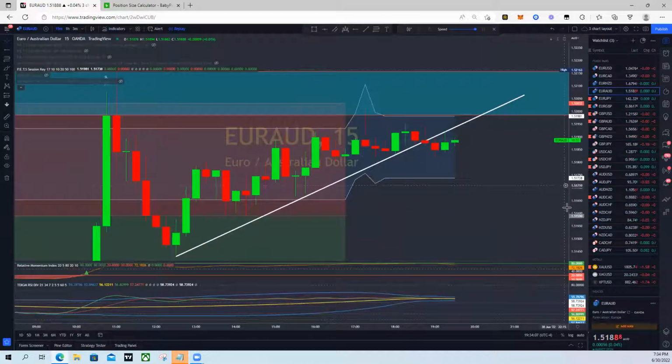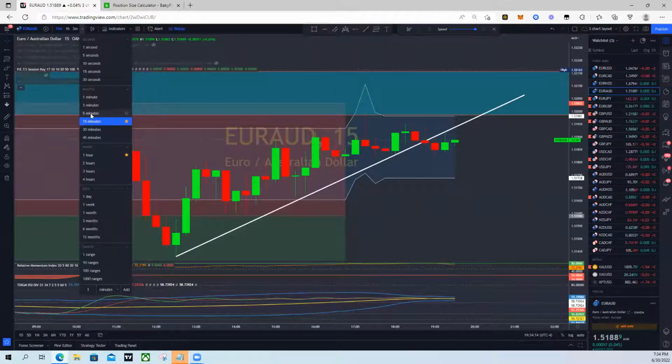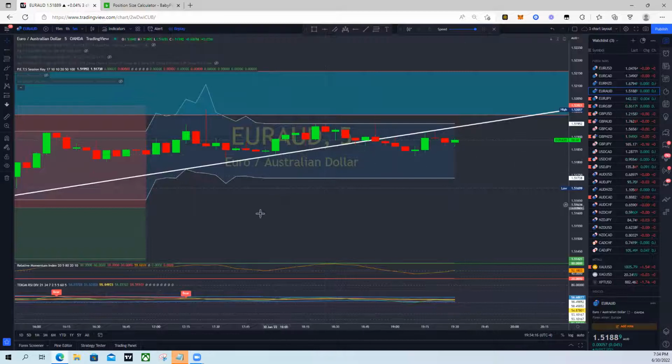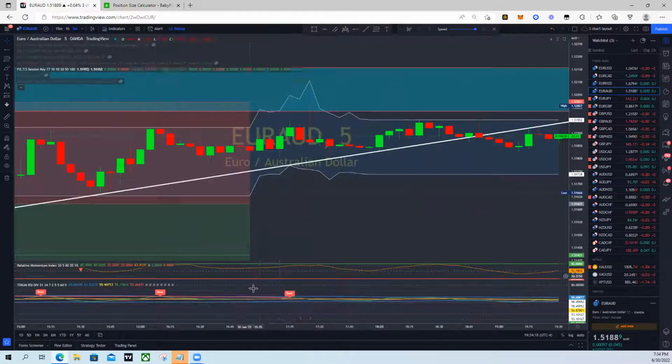Hey, Aaron. Yes, ma'am. So with the 5-minute strategy, I see that we have the new zone started there, right off to the right. So we don't necessarily have to wait for the whole thing to paint, right? We can start trading from the zone.